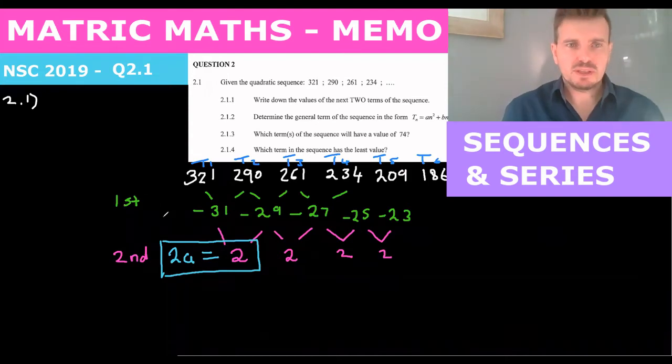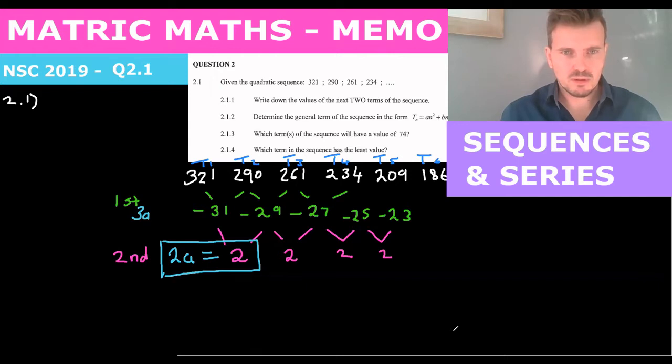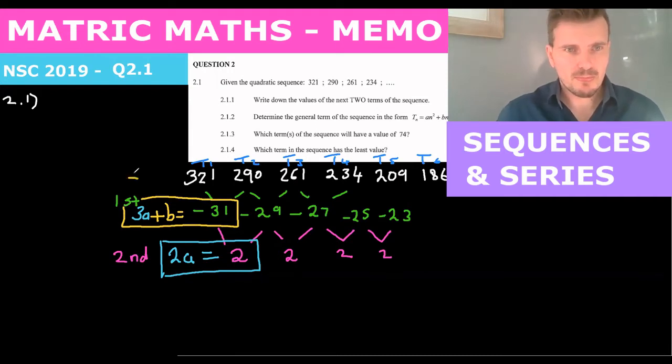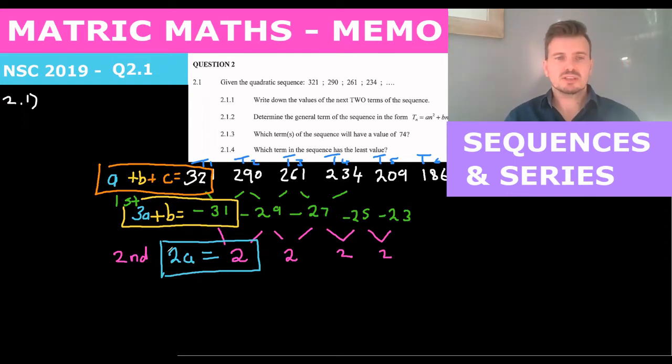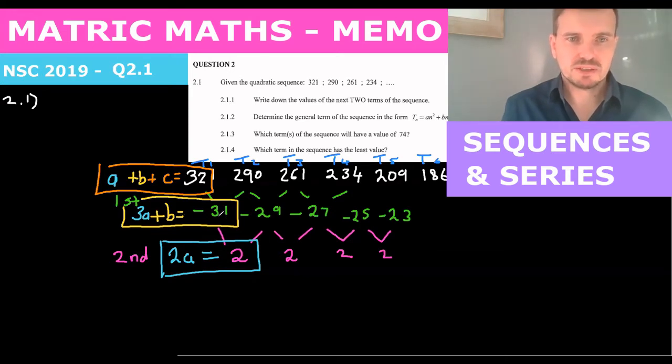Okay, and then to find out B, we have 3A plus B equals this number here. And then to find out C, the top is A plus B plus C. So in the orange, yellow, and blue rectangles, you need to learn these. A plus B plus C equals the first number in the first row. 3A plus B equals minus 31 in the second row, and 2A equals 2.